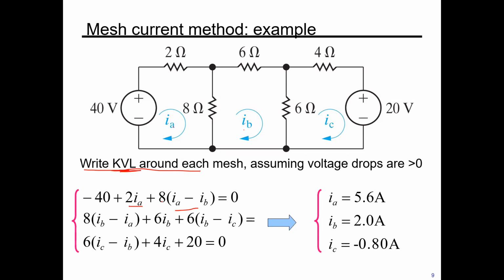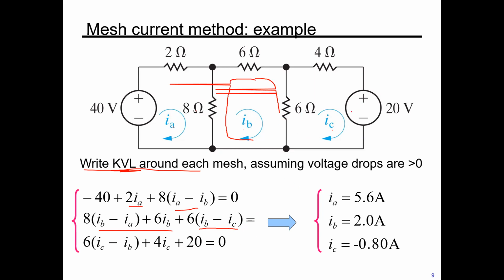And the other one is here, IB. We can start with this one, so (IB minus IA) times 8. And then IB times 6, which is this one. And then we go this way, because we're going down, then (IB minus IC) times 6, equal to 0. That's the other one.